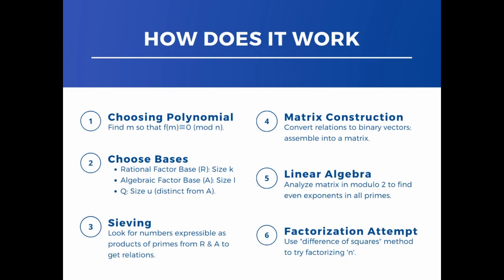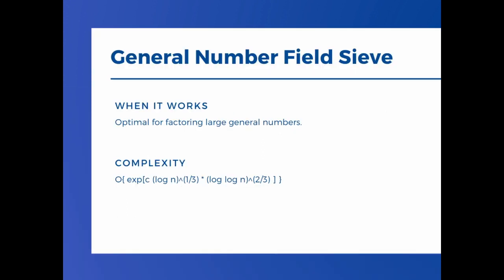In GNFS, we choose rational and algebraic bases and sieve for numbers that are products of primes from these bases. This leads to a matrix representation, and by applying linear algebra, we identify perfect squares that help us attempt to factor n through the difference of squares method. GNFS stands out because its sub-exponential complexity makes it the most efficient choice for factoring large general numbers.